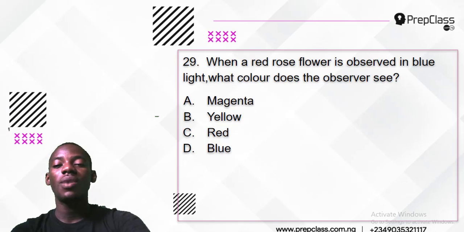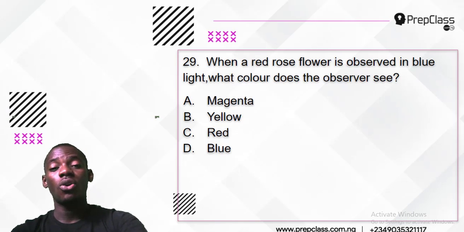Number 29 says, when a red rose color is observed in blue light, what color does the observer see? This is simply a question on light colors. Okay, now you do know that light has primary colors and secondary colors, and we have tertiary colors. Unlike in fine art, we are dealing with colors, but it is not the color of pigment. It is the color of light.